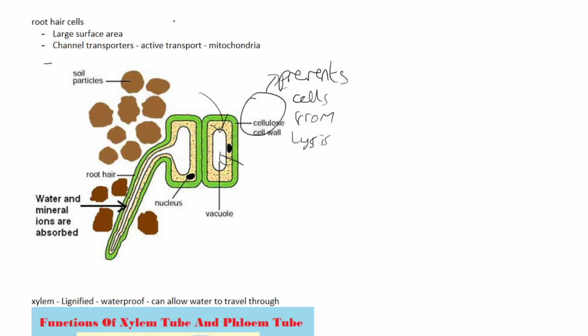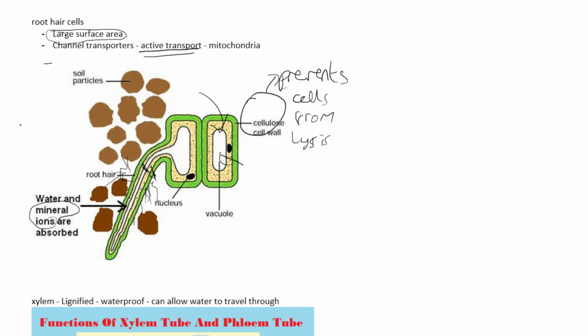Also, what we have is a large surface area. These are root hairs and they'll have smaller hairs as well, which allows a lot more water to come in because of the large surface area. This is the key point they would want you to make in the exam. They also have channel transporters in here, because they need to take in mineral ions, and usually the mineral ions aren't moving within the concentration gradient. Because they're going against the concentration gradient, we need to use active transport.